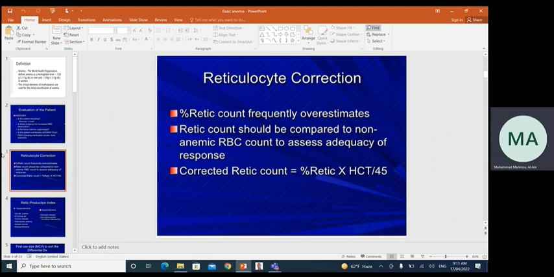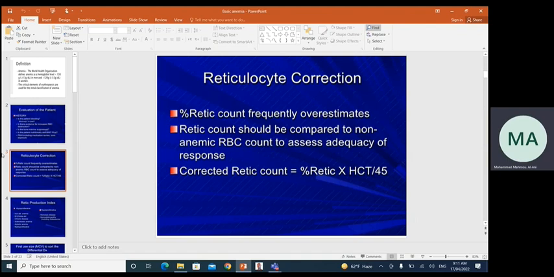What is corrected reticulocyte count? We take the reticulocyte of the patient, we multiply it by hematocrit of the patient, divided by 45. What is 45? 45 is the normal average hematocrit. You can use the hemoglobin, the same, but instead of 45, we use 15, because 15 multiplied by 3 would give you 45.